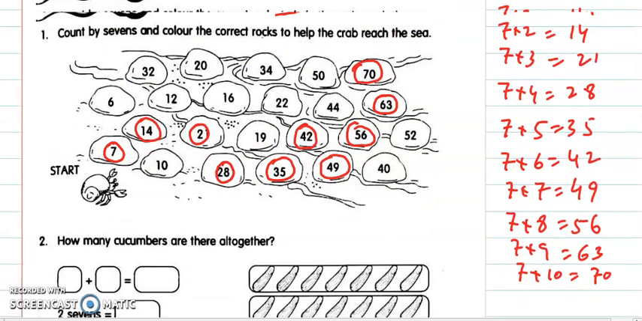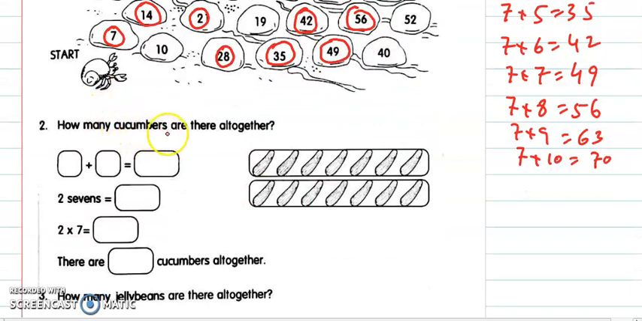Next one is very simple. How many cucumbers are there altogether? If you see, there are two groups of cucumbers, and each one has 7. So I will say it's 7 and 7 because there are two groups of 7. So it makes 14. Another way to say that is two sevens make 14. And 2 times 7, the same meaning as 2 sevens or 7 plus 7, gives 14. And there are 14 cucumbers altogether.